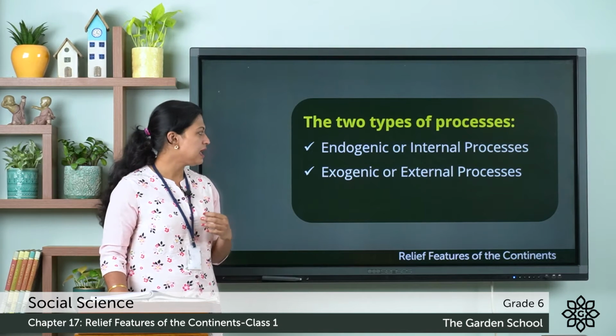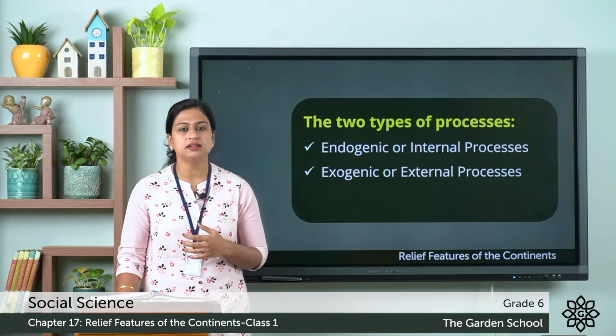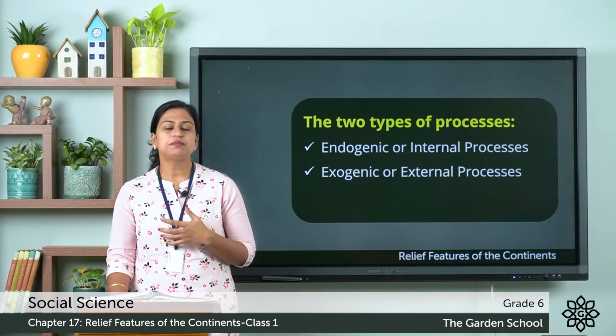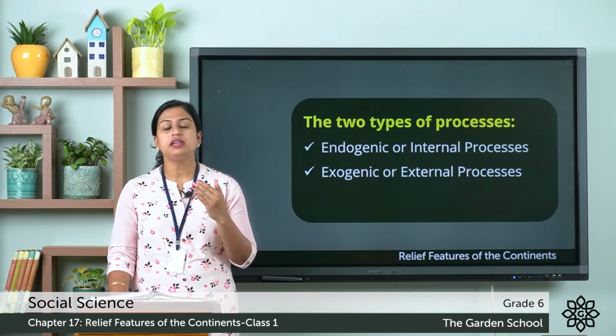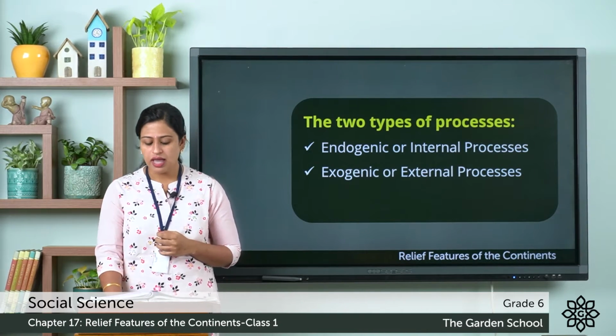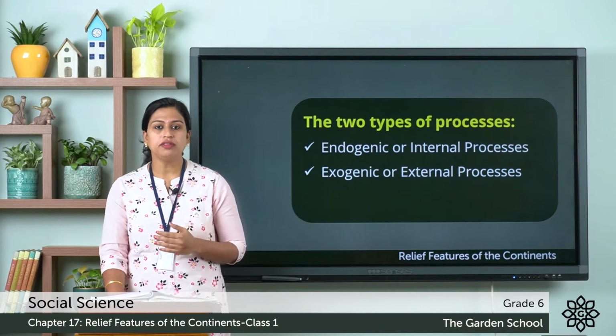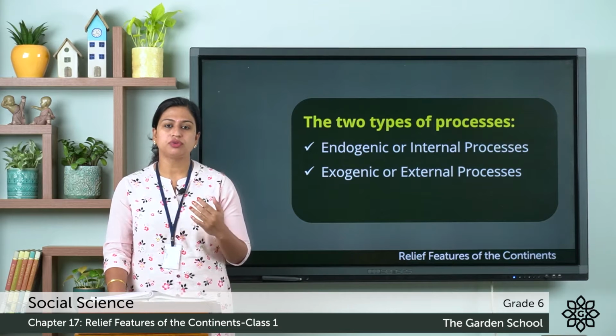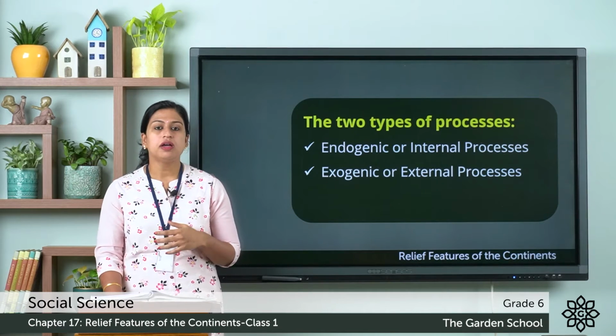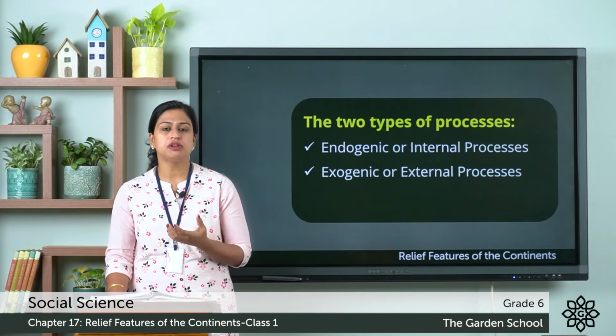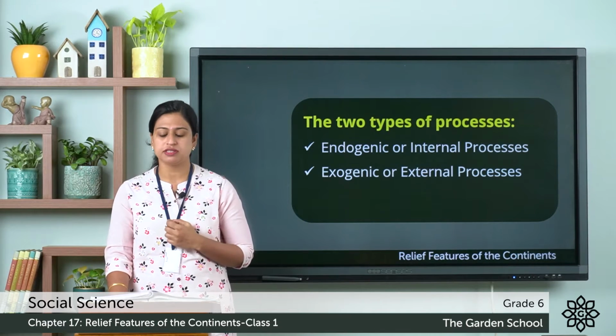The next one is exogenic or external processes. Here these processes occur at or near the surface of the earth. And these are very slow processes that destroy the old physical feature through the process of erosion or rebuild a new feature by the process of deposition.